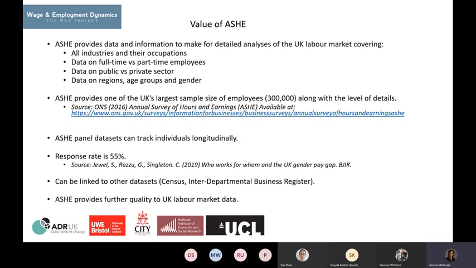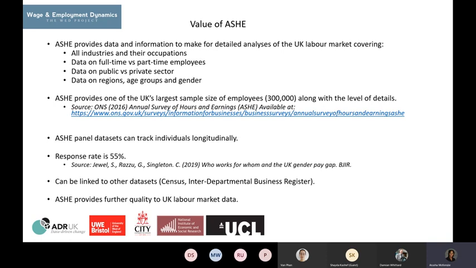We also mentioned that the sample size is about 300,000 employees, and that's the largest sample size for the UK that can be looked at in terms of details for the labour market. We're able to track individuals longitudinally with the ASHE panel datasets, and the response rate is quoted as 55% from Jewel et al. And one of the key things for the ASHE for us is that it can be linked to other data sets.